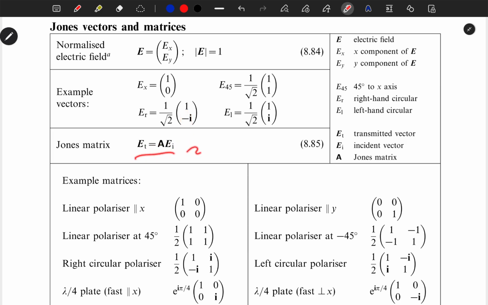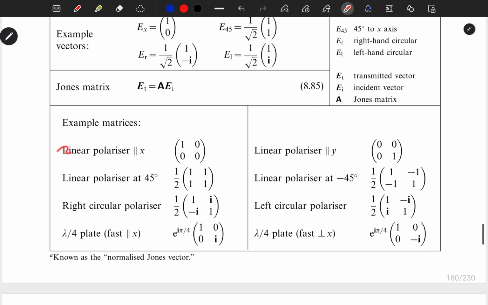Jones matrix: Et equals A Ei, where Et is the transmitted vector and Ei is the incident vector. For linear polarized light along the x axis we have [1 0; 0 1]. For the y axis we have [0 1; 1 0]. Polarized at 45 degrees, (1/2)[1 1; 1 1]; at -45 degrees, (1/2)[1 -1; -1 1]. Right circular, (1/2)[1 i; -i 1]. Left circular, (1/2)[1 -1; -i 1].